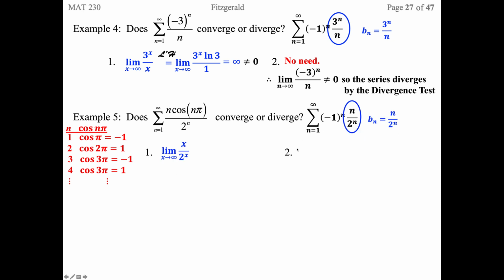Well, again, I have n's top and bottom. I'm going to use L'Hopital's rule. Now I have 1 over 2 to the x times natural log of 2. Now this approaches 0, so that's satisfied. Now let's show that we're decreasing.